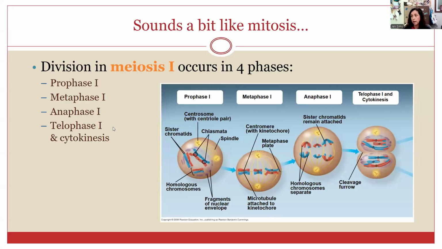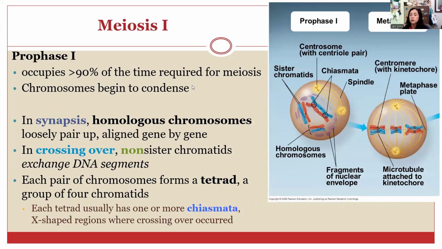All right, now meiosis 1, let's zero in here. Meiosis 1 occurs in the same 4 phases that you've seen before. Now, we want to focus in on prophase 1. Prophase 1 is the most important part because it's different. It's the only thing that's really different about meiosis. Prophase 1, in fact, is the longest period of meiosis. It's over 90% of the time that's required for meiosis.